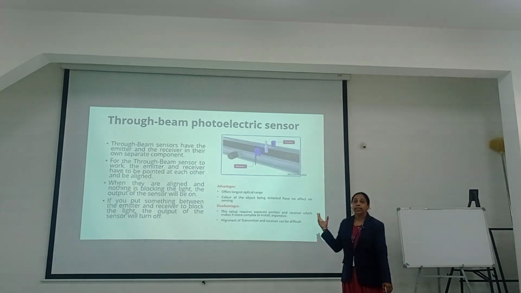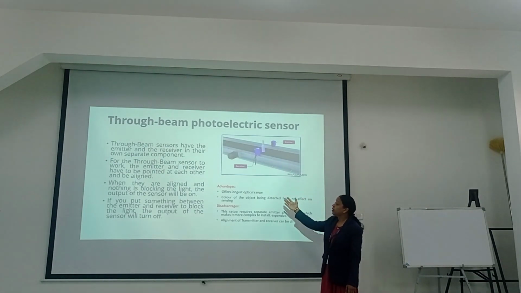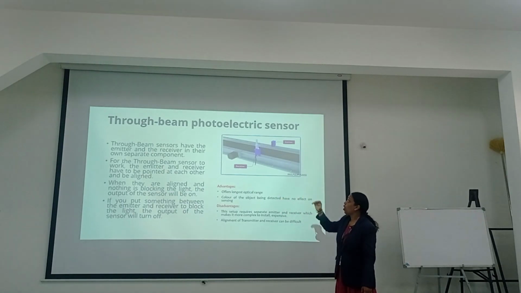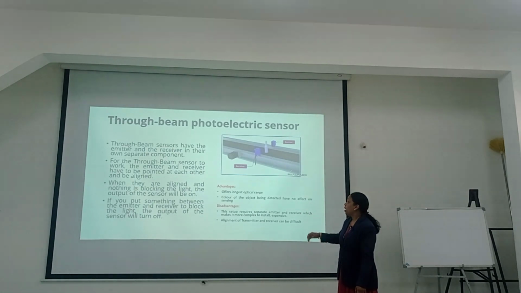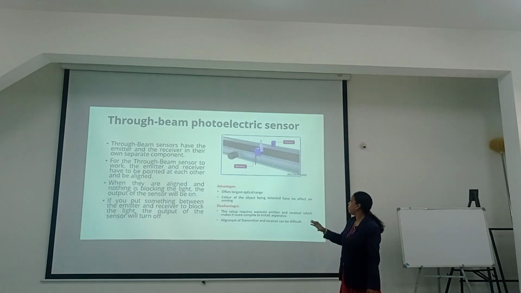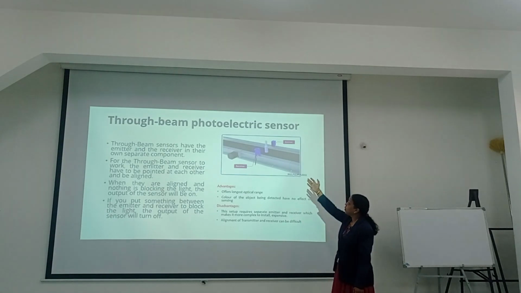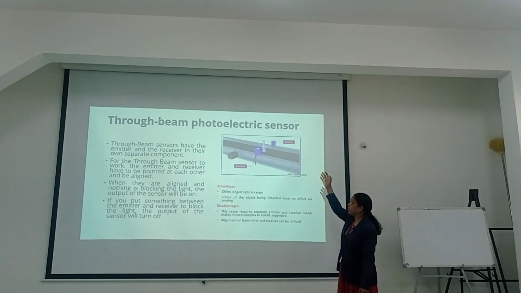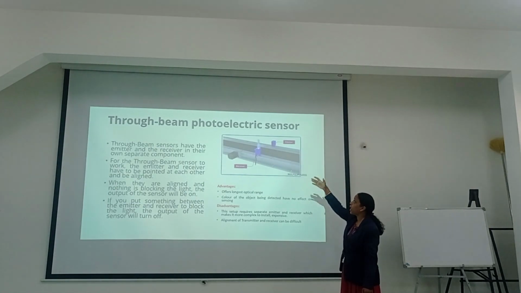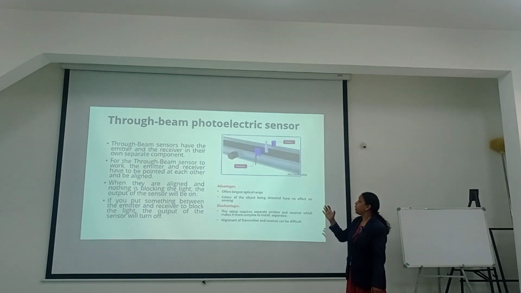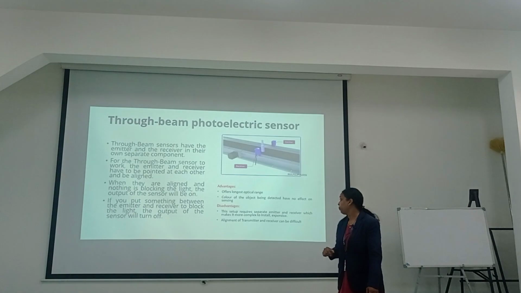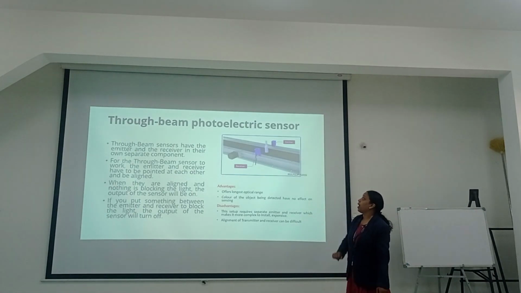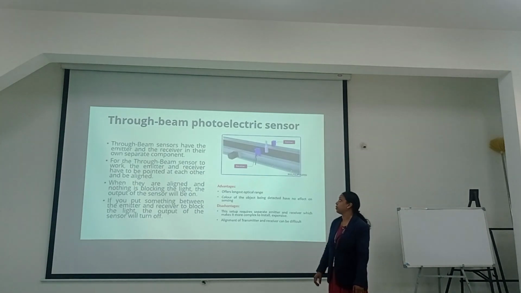But there are some advantages and disadvantages of this. If you see the advantages, it will offer the longest optical range. It will sense the object which is in a longer range. And the color of the object being detected has no effect on sensing. There are some disadvantages here, because in this setup the emitter and receiver have to be connected separately. So there will be separate wiring. So the design of this will be complex and it will be expensive. And the alignment of the transmitter and the receiver can be difficult.